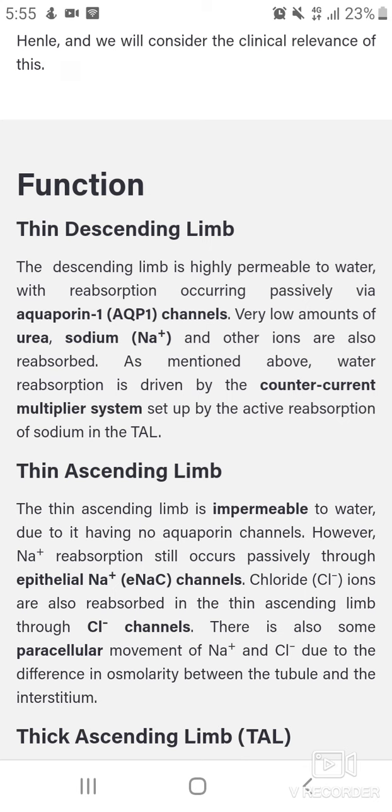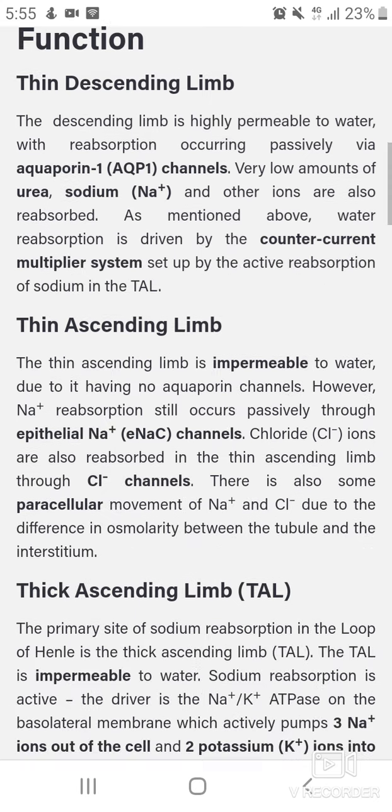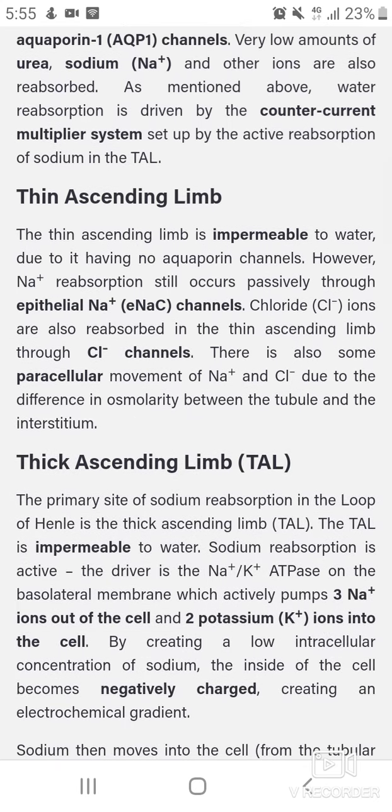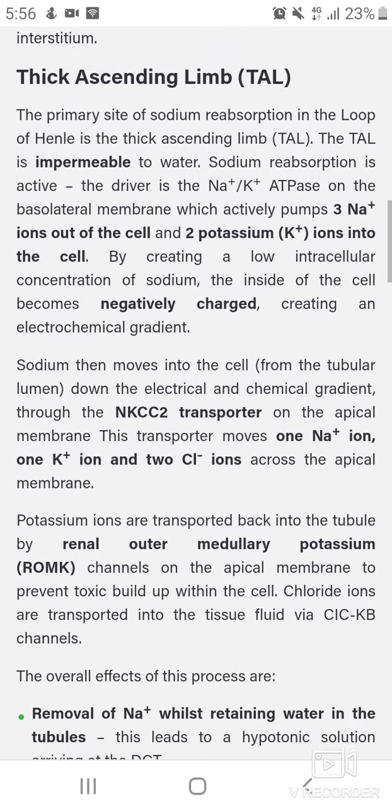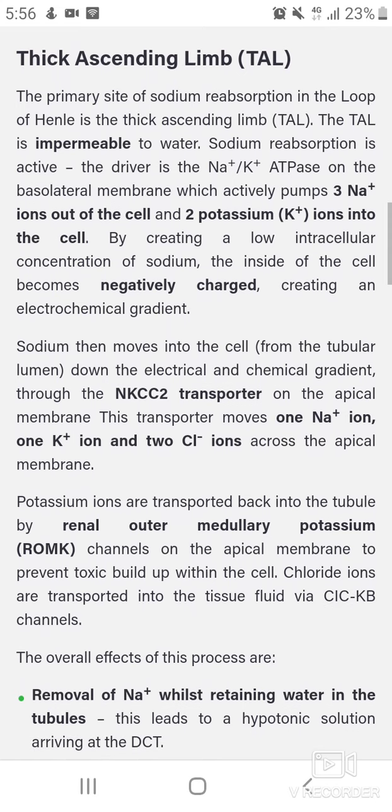Next, thick ascending limb, TAL. The primary site of sodium reabsorption in the loop of Henle is the thick ascending limb, TAL. The TAL is impermeable to water. Sodium reabsorption is active. The driver is the Na+/K+ ATPase on the basolateral membrane, which actively pumps three Na+ ions out of the cell and two potassium K+ ions into the cell.